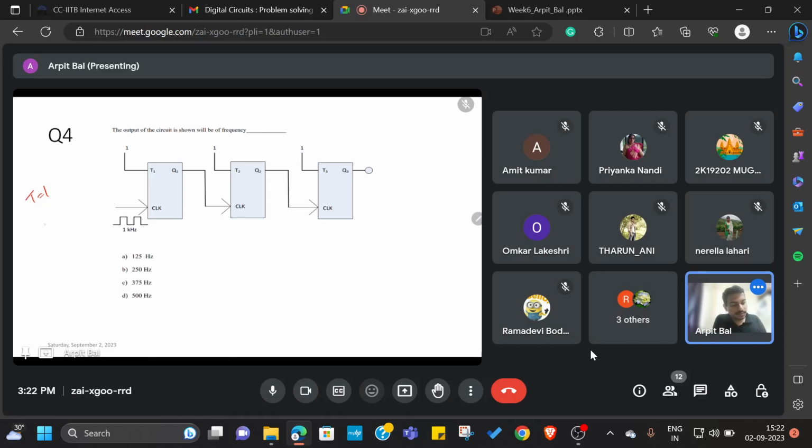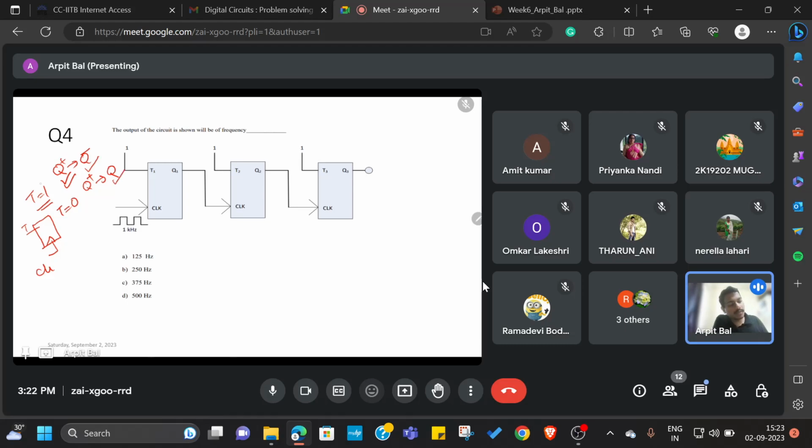Let's say this is the T flip-flop. Whenever T is equal to 1, Q plus is actually Q bar, and whenever T is equal to 0, Q plus is Q. Q plus represents my next state, Q bar is the complement of the present state, and Q is the present state.